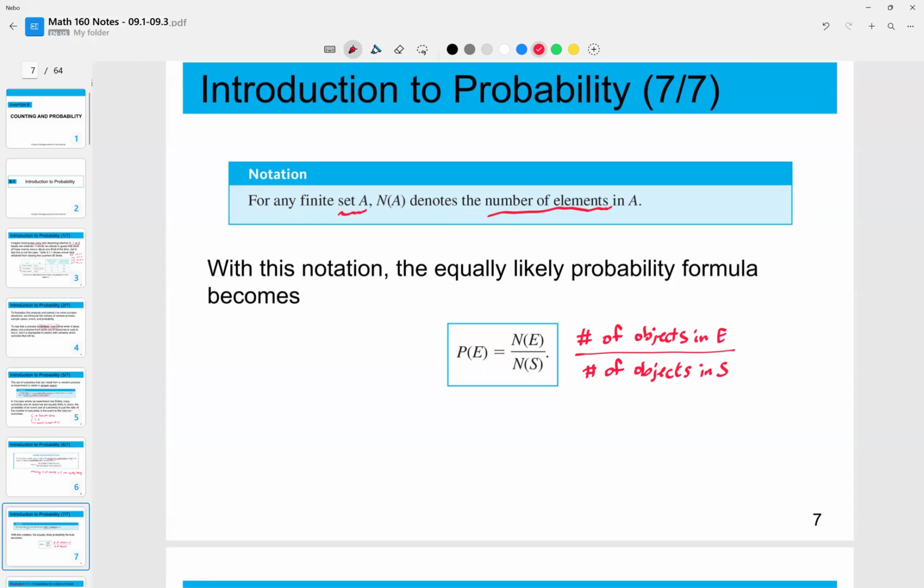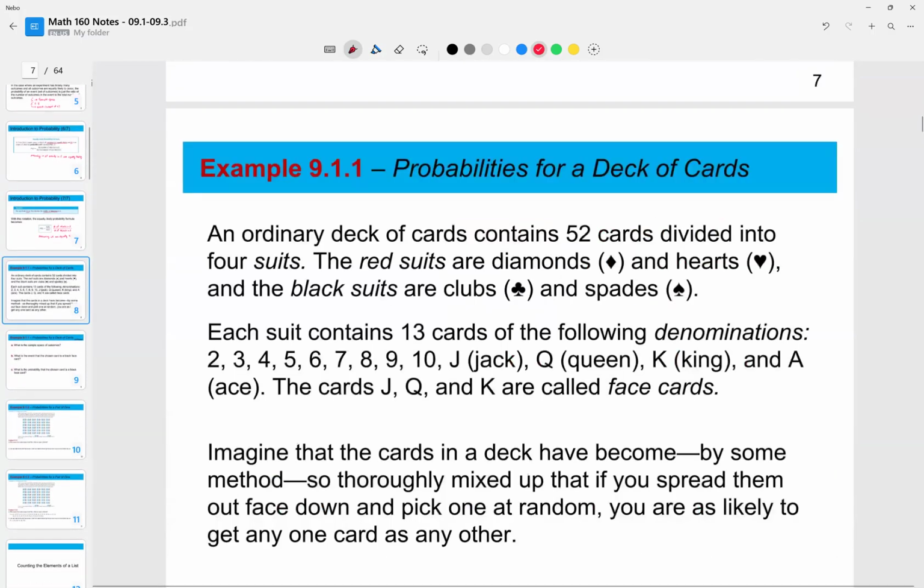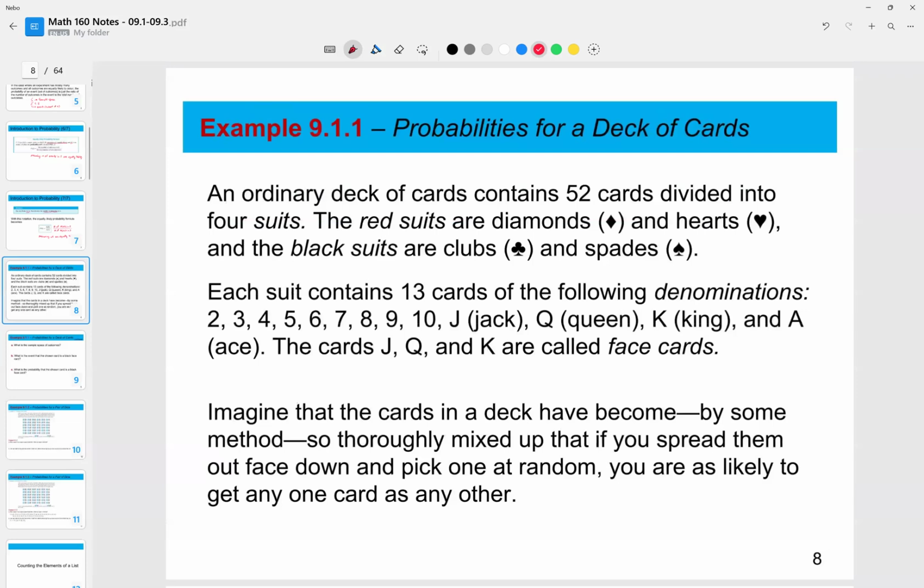Okay, and again, this is under the assumption that all are equally likely. It's kind of called the naive probability, where we just assume they're all equally likely. As a real quick example, I don't play cards, but it's really helpful to learn probability.